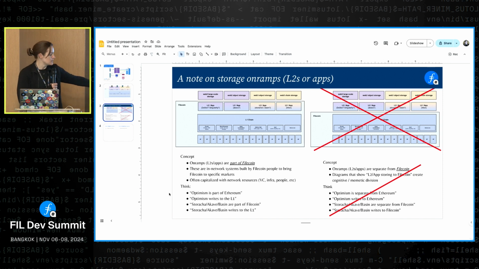And this is a similar concept to Optimism. Optimism was created within the Ethereum ecosystem. It is part of Ethereum. It's extending the capabilities of Ethereum L1. It writes to L1, but it's still part of Ethereum.